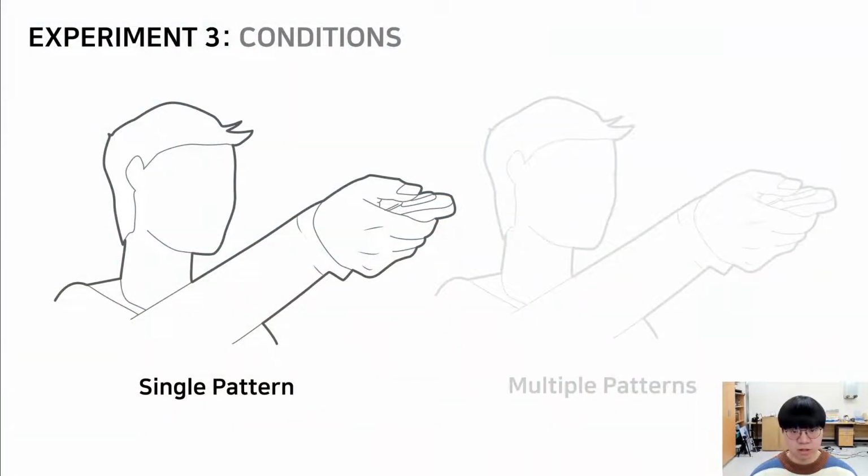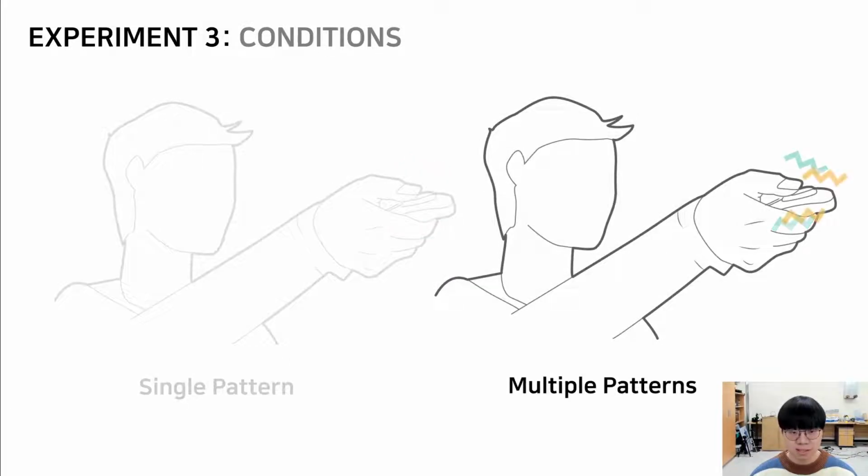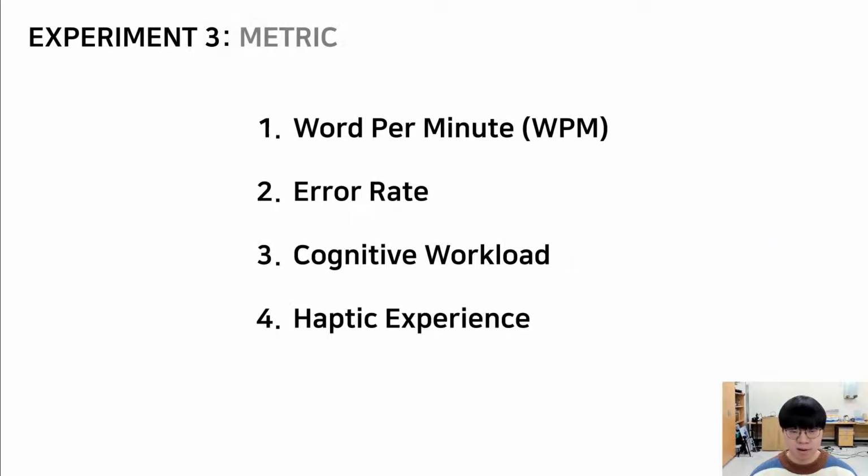Participants were presented with 2 different conditions during the text entry: single pattern, which always presents the same button feel regardless of the state, and multiple patterns, with the selected 6 augmented buttons. Their task was to type a phrase displayed on the screen as quickly and accurately as possible. To evaluate task performance, we measured text input speed and accuracy by calculating the words per minute and the text error rate. Also, after typing all phrases, participants answered questions on cognitive workload and haptic experience.